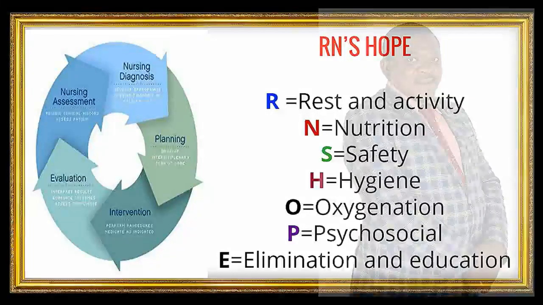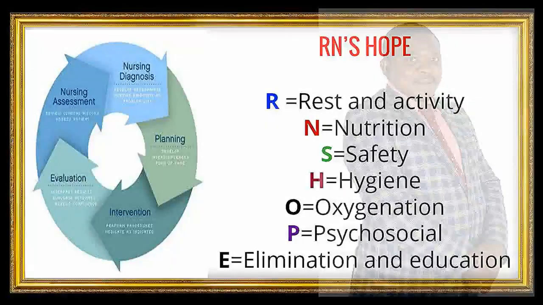The letter R is for rest and activity, N is for nutrition, S is for safety, H is for hygiene, and P for psychosocial. That is to do with the psychosocial needs and the likes. Then E is for elimination and education. In the RN's Hope, you can make a lot of nursing diagnosis phrases based on the same.